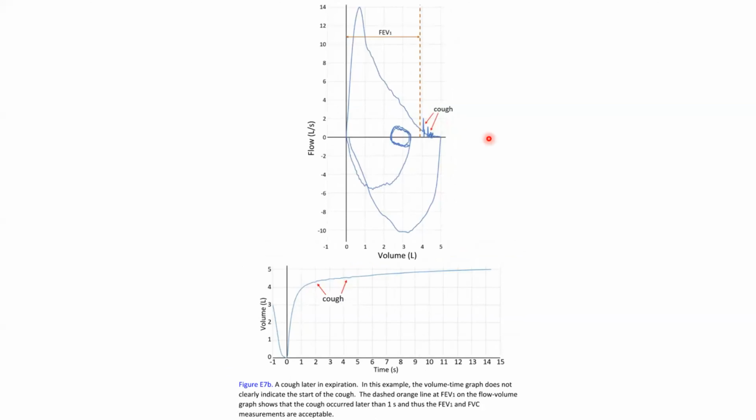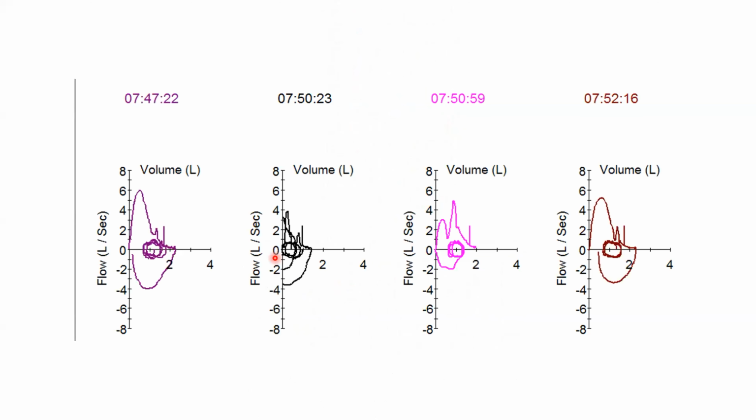Okay? Sometimes patients just can't get there. These are our spikes, the straight lines here are our spikes. And this patient just wasn't able to get without a cough. So you report in your comment section, patient unable to perform an acceptable maneuver, best result given or no results given.